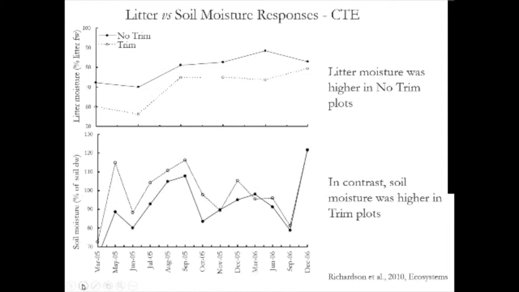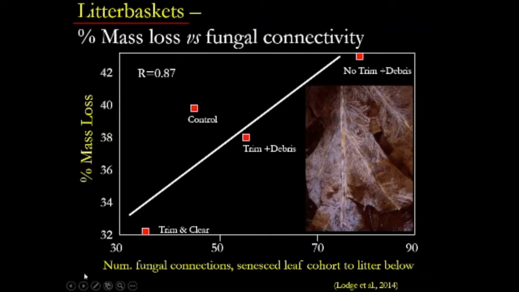That triggered a cascade of effects in terms of the organisms. There was a change in the microbial community, particularly in the fungi. Another scientist, Jean Lodge, was able to determine that the number of fungal connections going through these leaves was actually related to the percent mass loss.